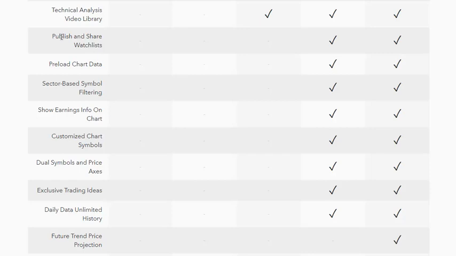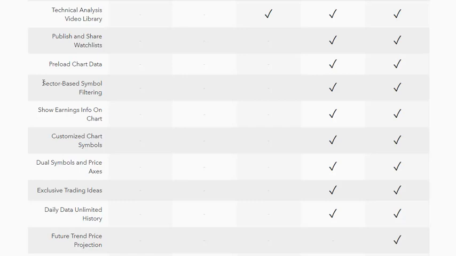You also get the ability to publish and share watch lists. And this is especially helpful if you're interested in what I'm doing, because everybody has access to my watch lists. The curtain is pulled back. You basically see every single thing that I have a position in, and even the stuff I'm thinking of having a position in. You also get sectors.